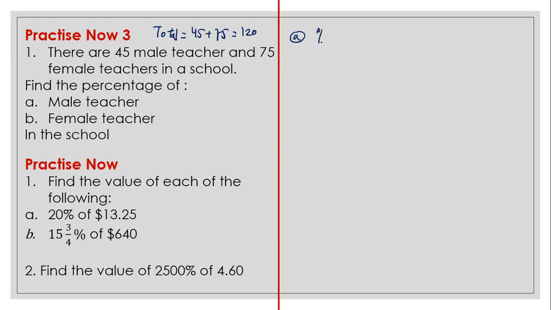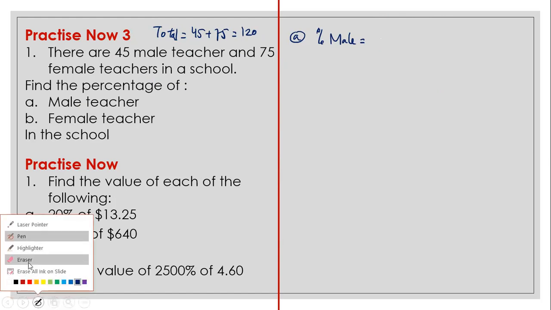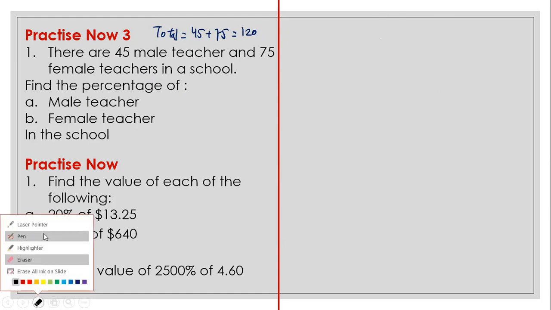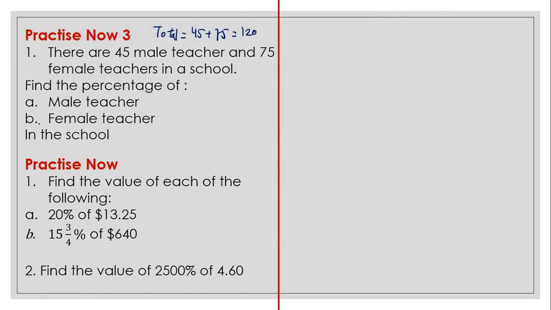So to find the percentage of male, what you need to do is try to use logic. I'd better use my logic rather than find the formula. But if you want to follow the formula, I will provide you the formula in part B. So for part A, 120 is the total, right?